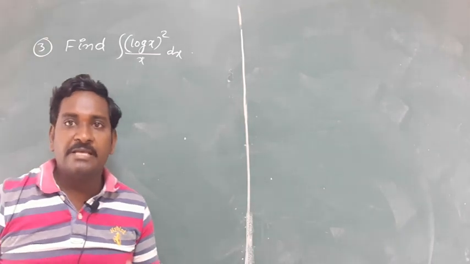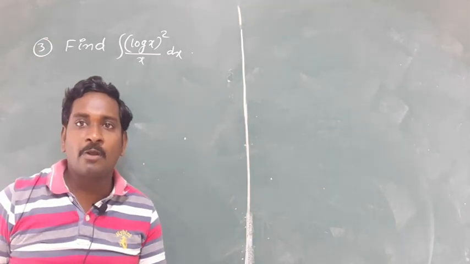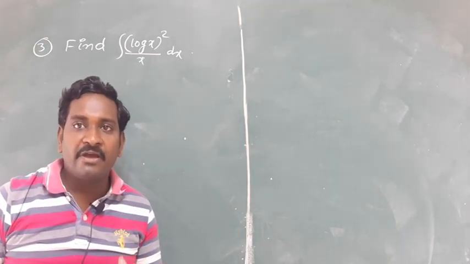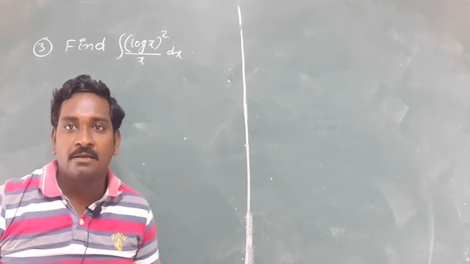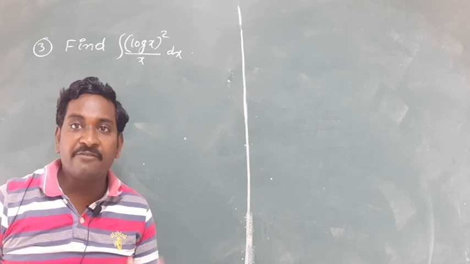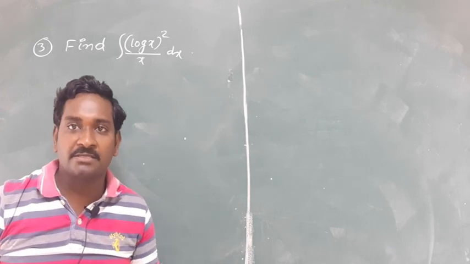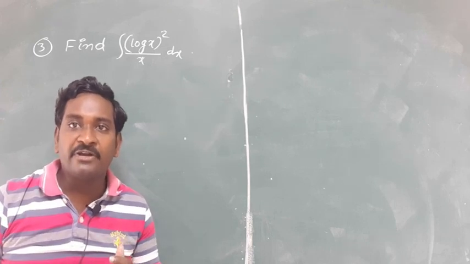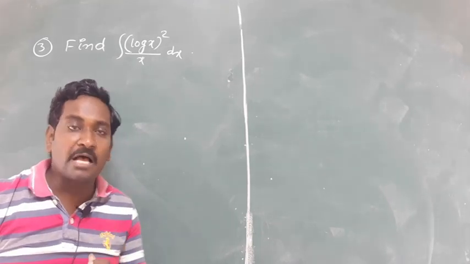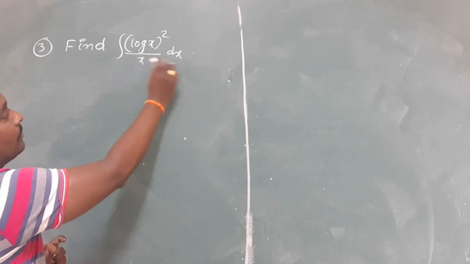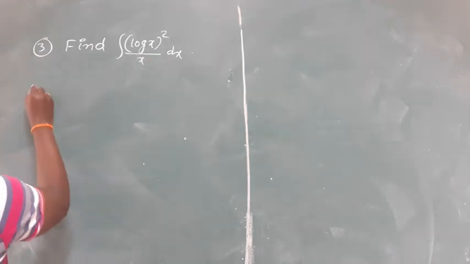So please observe the structure of the given problem carefully. The given function has log x whole square by x, but everybody knows that the derivative of log x is 1 by x. So you should identify that the derivative of log x is 1 by x. 1 by x is also a part of the given problem.